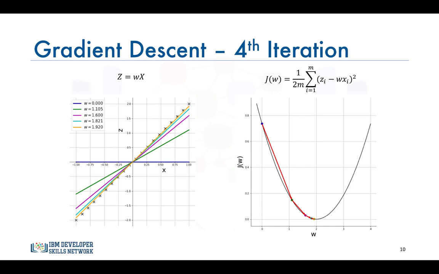With each iteration, the weight is updated in a way that's proportional to the negative of the gradient of the function at the current point. Therefore, if you initialize the weight to a value that's to the right of the minimum, then the positive gradient will result in w moving to the left towards the minimum.